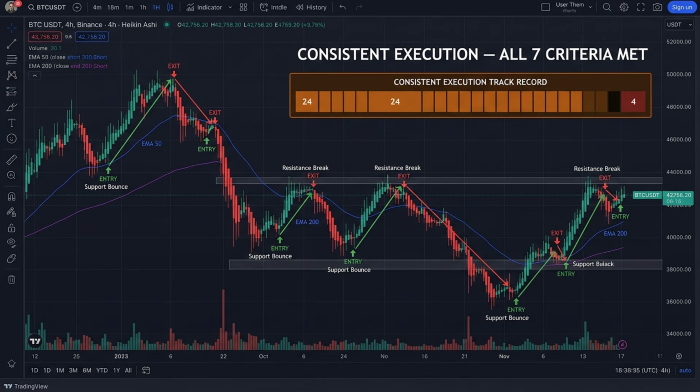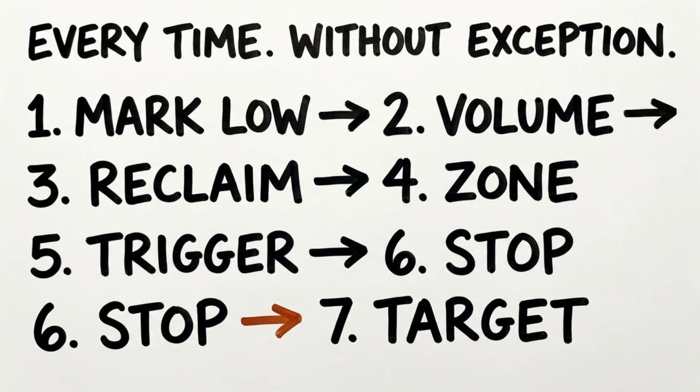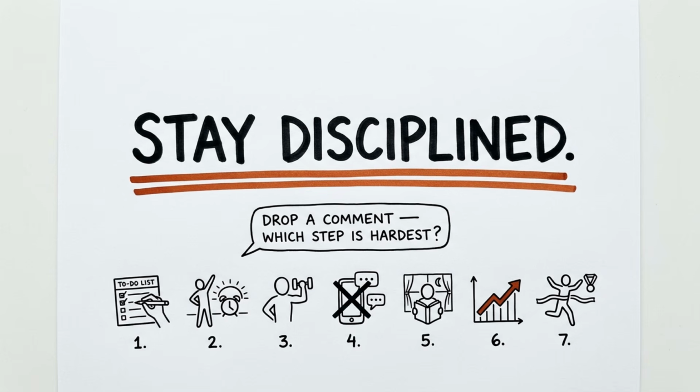Traders who execute the checklist consistently, even on setups that are not textbook perfect but meet all 7 criteria, are the ones who build a track record over hundreds of trades. The checklist is the edge, not the individual trade. 7 steps, every time. Without exception.